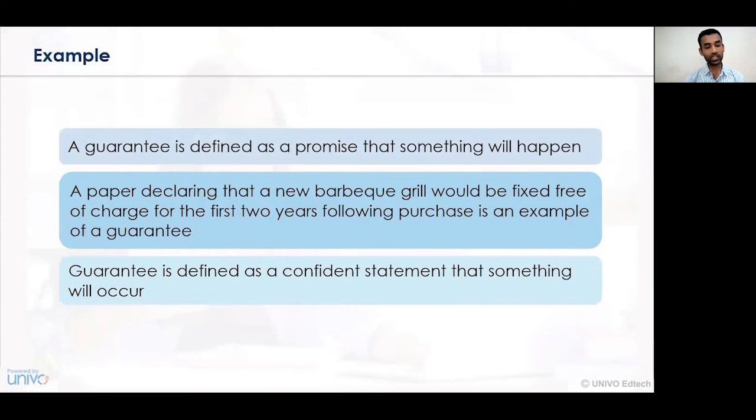Here, if you have purchased a barbecue grill and in the first 2 years there should be no defect on this product, and if this product is not performing as per the terms and conditions, then within the 2 years after the purchase, the guarantee needs to be performed. Guarantee is defined as a confident statement that something will occur, and if this statement does not hold, then the guarantee contract can be breached and the condition needs to be fulfilled, and accordingly the customer may get the product replaced and the contract gets repudiated. So that's an example of a guarantee contract.